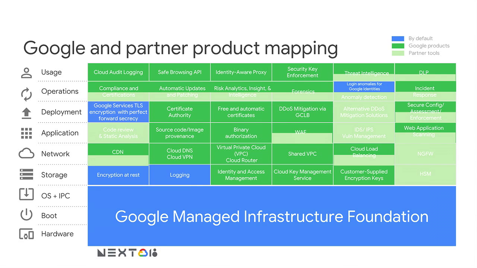Things like next generation firewalls is something you would work with companies like Palo Alto Networks and use their products to complement the products and services that Google has to protect you. So your overall security architecture would be a combination of what we natively provide and partner products that we have.